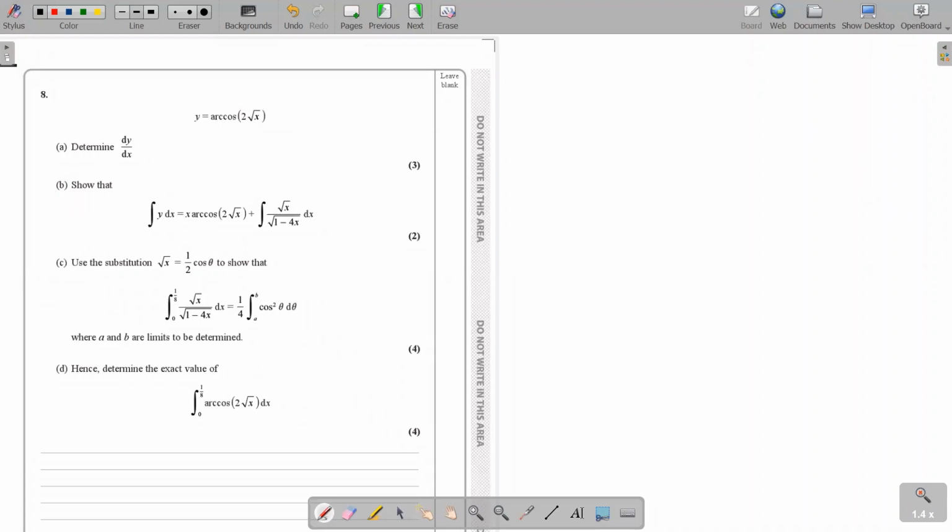Okay, so now we'll move on to question number 8 in the October 2021 F3 paper. They say y equals arccos 2 root x, determine dy by dx. So you're supposed to differentiate arccos 2 root x. So what's the rule that we use?